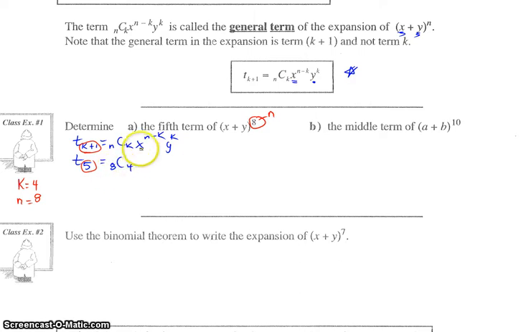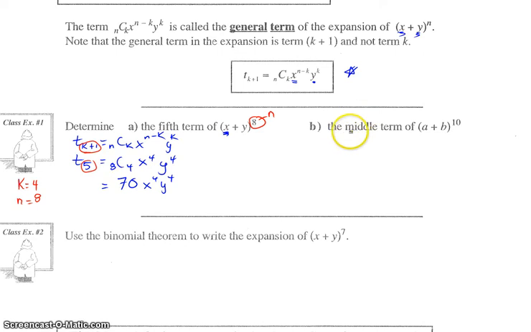Now x isn't always x. X is whatever is in the first position. In this case, it is x. So x to the n minus k, 8 minus 4, so that would be 4. Y to the k, which is 4. Okay, and we almost have it. We just want to, on the calculator, get 8 choose 4, and then we would have our fifth term. So let's do that. Okay, so we should have gotten 70. So our fifth term for that expansion would be 70 x to the 4, y to the 4.